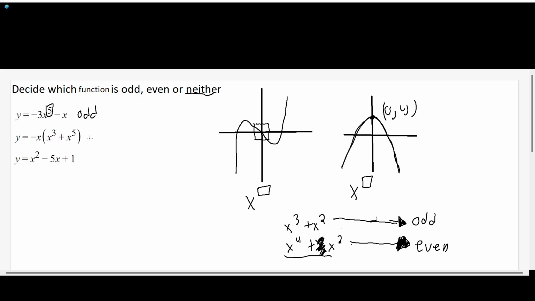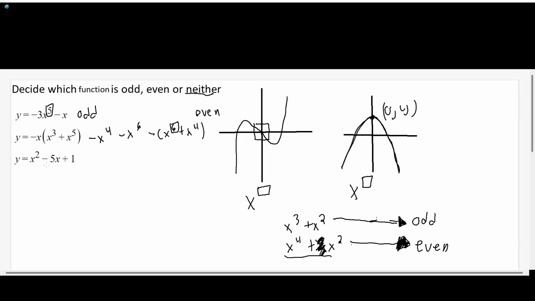Now the next one, negative x times x to the power 3 plus x to the power 5. Well, we can just open this. So we have negative x to the power 4 minus x to the power 6. All of these are integral powers. If I were to rearrange, that's negative x to the power 6 plus x to the power 4. This is the highest integral power, which is 6, which is an even number. So this is an even.